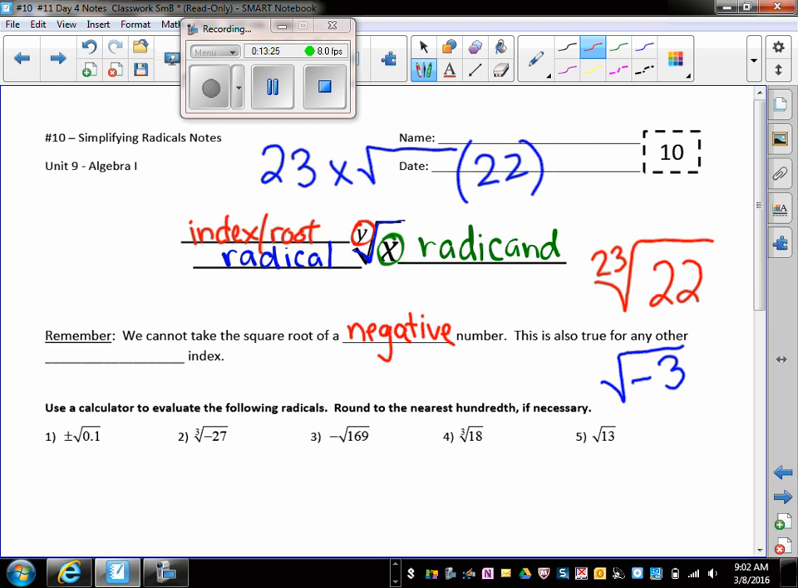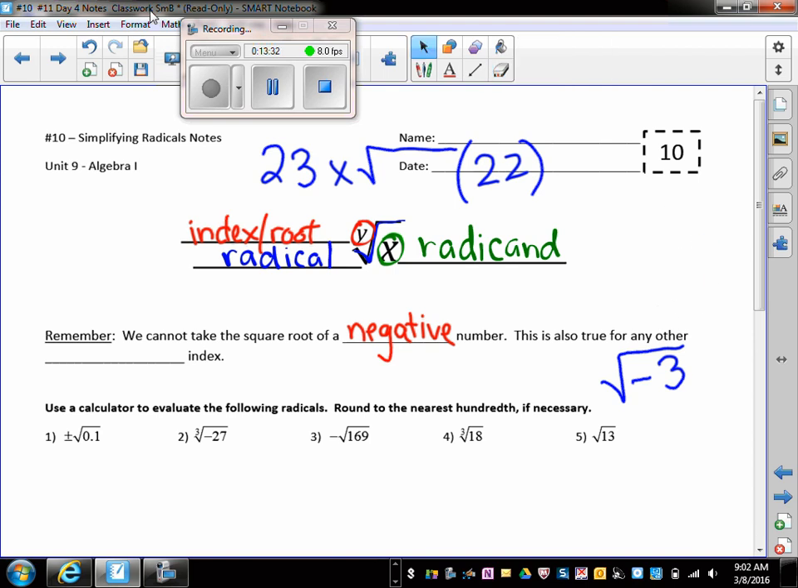Anyone want to guess as to why that is? What's negative 2 times negative 2? Positive 4. Right? What's 2 times 2? Will I ever get a negative 4 when I'm multiplying a number by itself? No. So that's where it comes from: square root means, okay, what number squared would give me that?